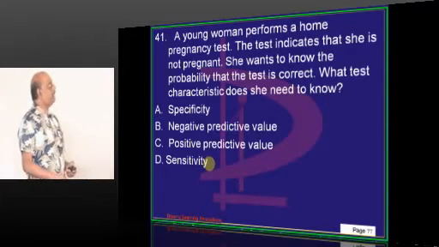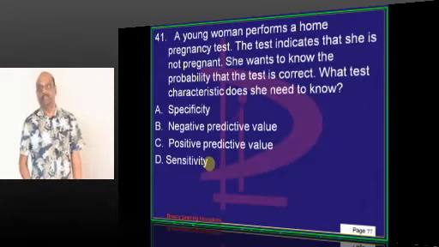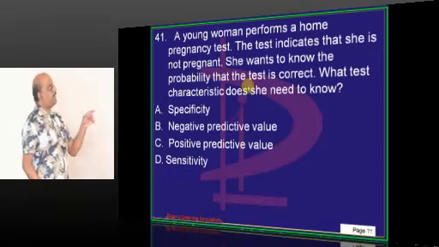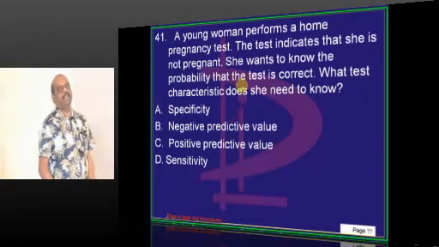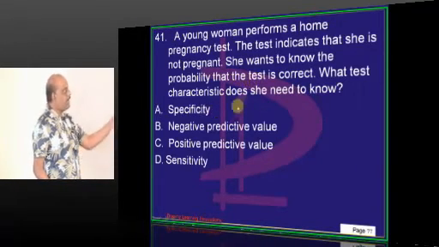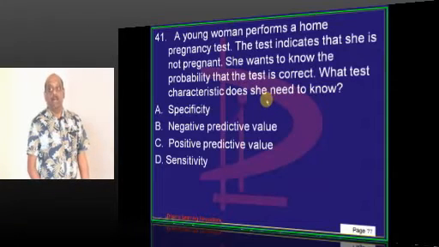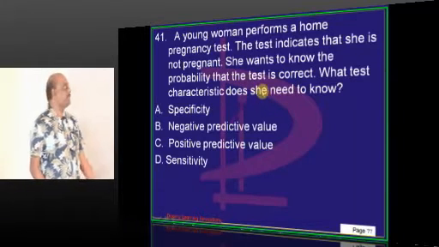Now, a young woman performs a home pregnancy test. The test indicates that she is not pregnant. She wants to know the probability that the test is correct. What test characteristics talk about the probability of the correctness of a given test?